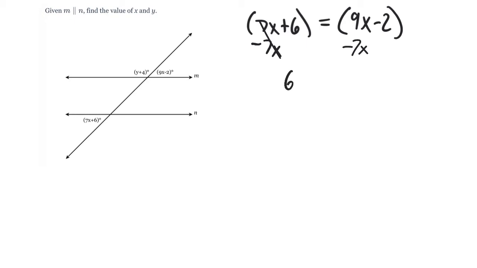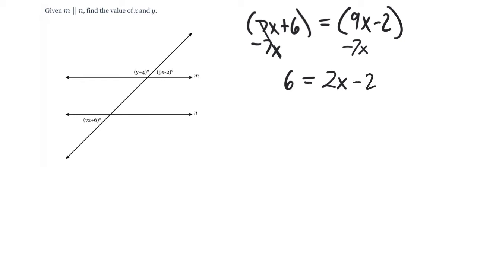So I'm bringing down my positive 6. And 9x minus 7x is going to be 2x. When you subtract these x's, you don't pay much attention to the x except for that it carries down. You're just doing 9 minus 7. 9 minus 7 is 2, so it's 2x. And then bring down my minus 2.